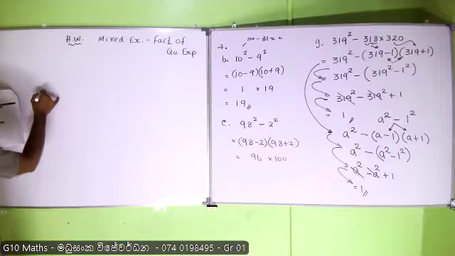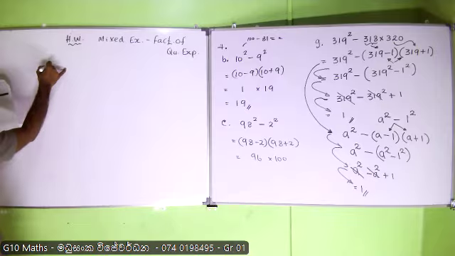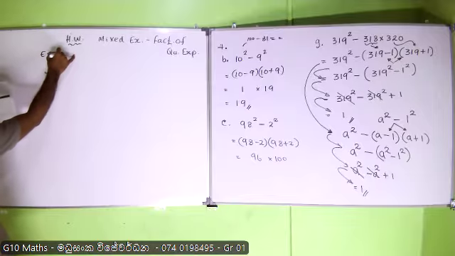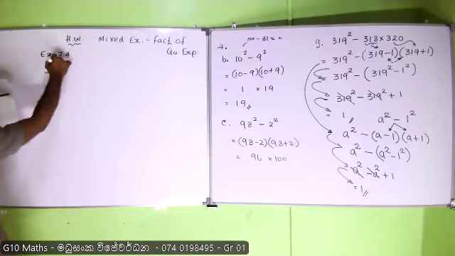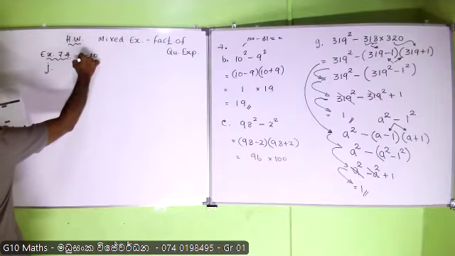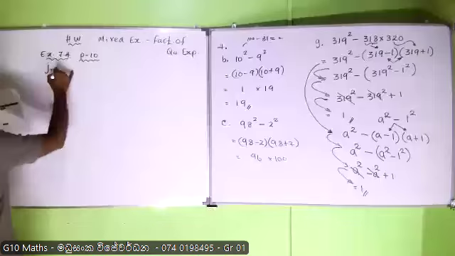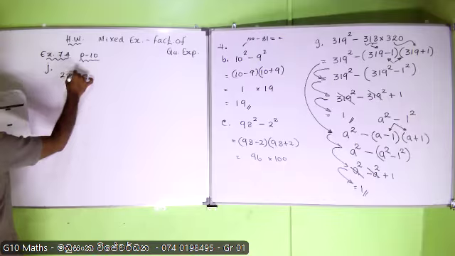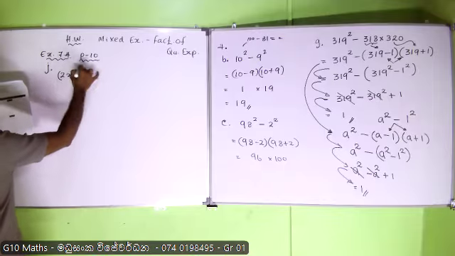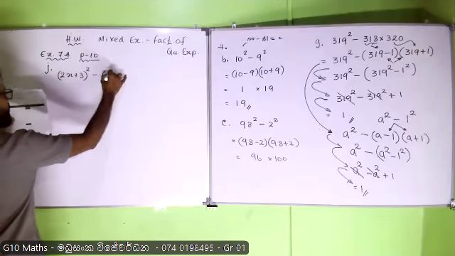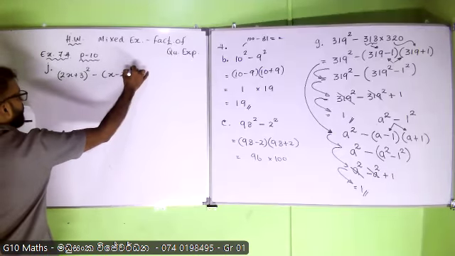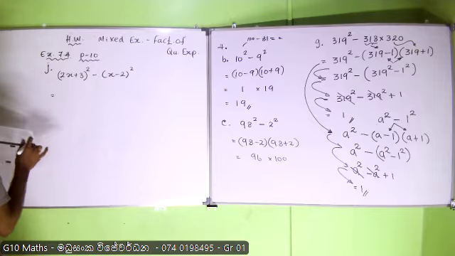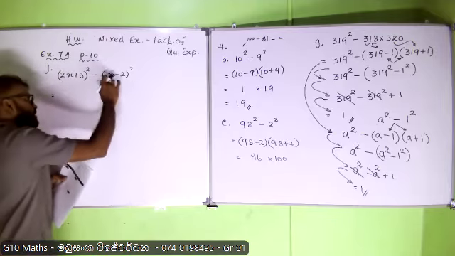But not most of you have done it, right? Exercise 7.4. Please check this one yourselves. Don't do your questions halfway. (2x plus 3) to the power 2 minus (x minus 2) to the power 2. Equal mark. So this is the same as a to the power 2 minus b to the power 2.